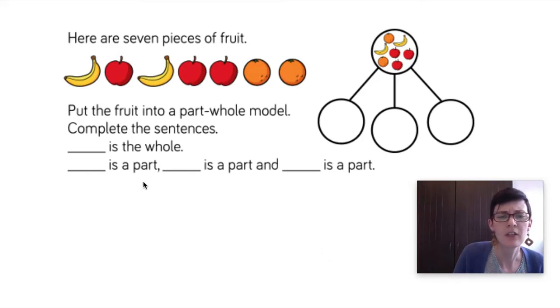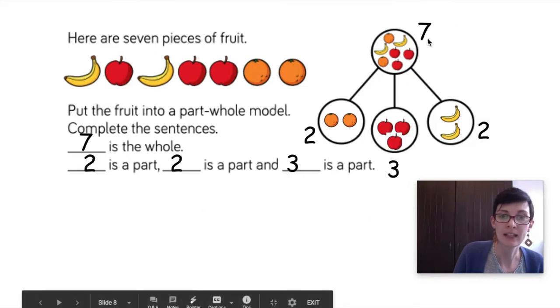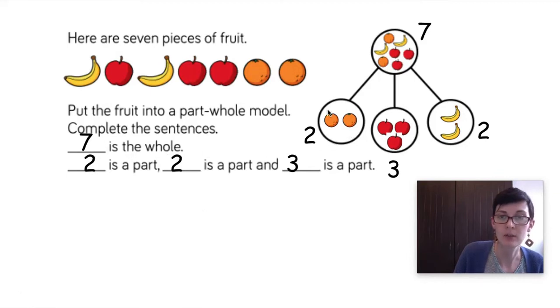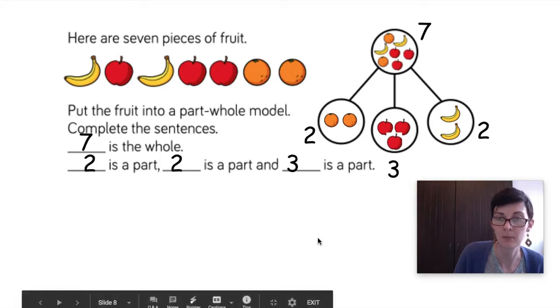See if you can finish this sentence together. What is the whole? What is a part? What is a part? And what is a part? Did you get it? Let's have a look at the answer. So 7 is our whole. Then we have 2 oranges, so 2 is one part. 3 apples, so 3 is another part. And 2 bananas, so 2 is another part. So 7 is the whole, 2 is a part, 2 is a part, and 3 is a part.